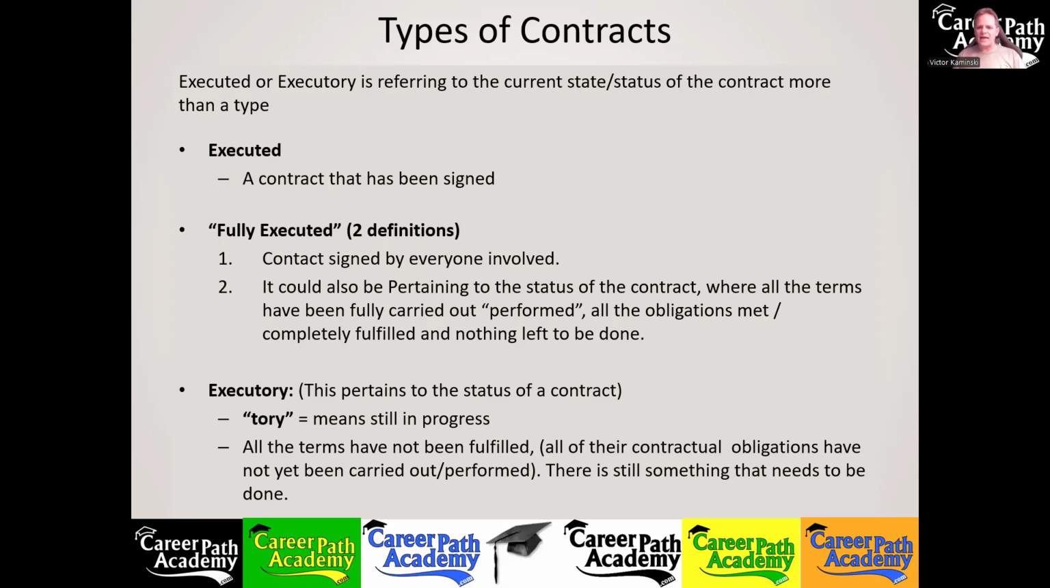Executory is dealing with the status of a contract. Tory meaning still in progress. So all the terms of the contract have not yet been fully performed and carried out. There's still some things that need to be done.